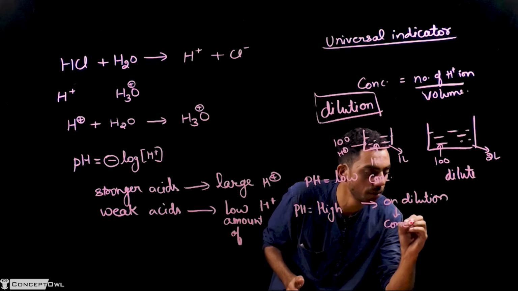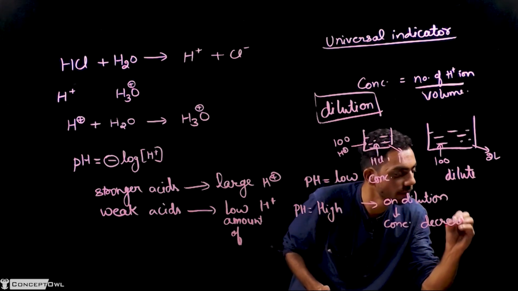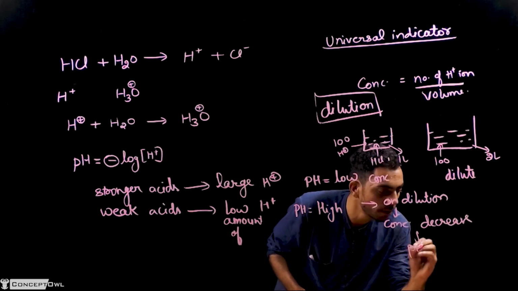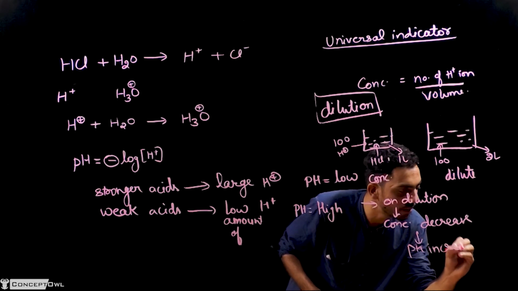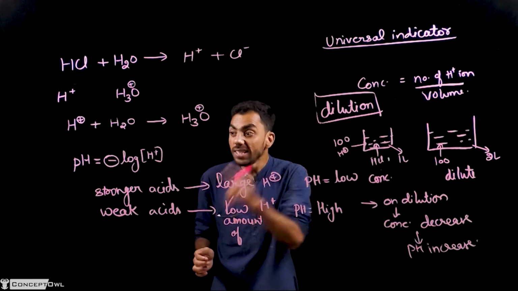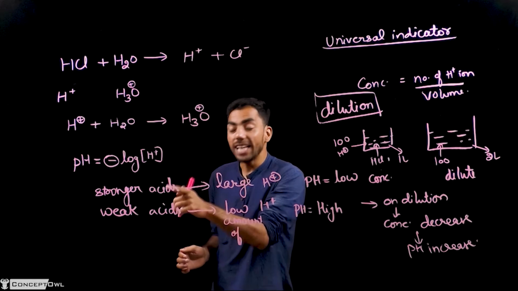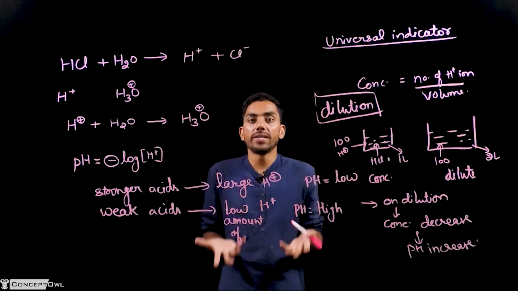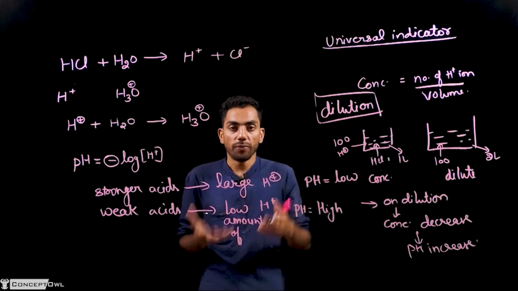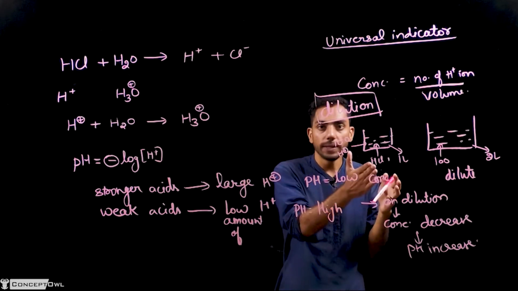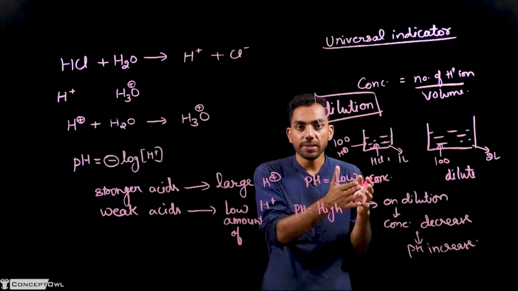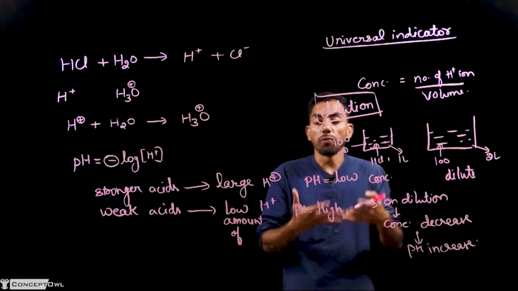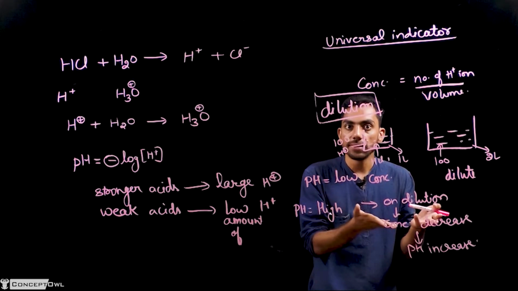concentration decreases, pH increases. This is for H positive ion. Same is true for OH negative ion. If we have a base and we are adding water into the base, then the concentration of OH negative ion will decrease.